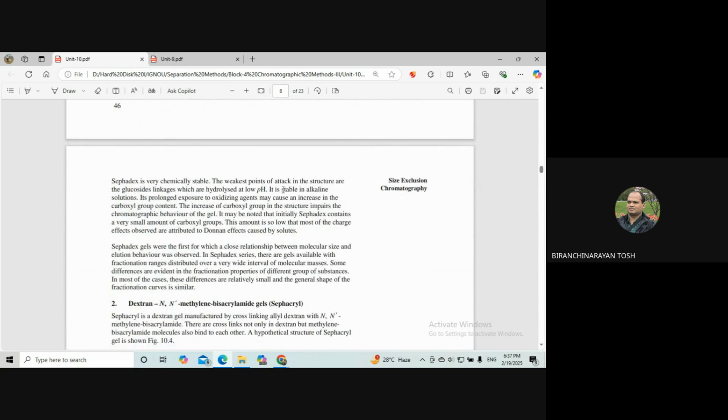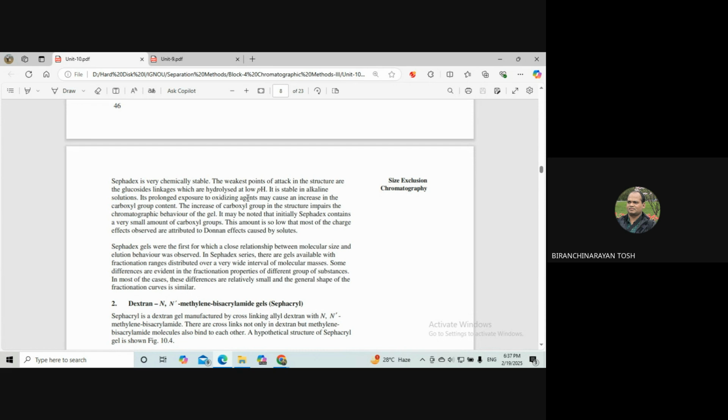The weakest point of attack in the structure is the glycoside linkage, which is hydrolyzed at low pH. So that is the weak point. The glycoside linkage will hydrolyze and break. It is stable in alkaline solution. Prolonged exposure to oxidizing agents may cause an increase in the carboxyl group content. The increase of carboxyl groups in the structure impairs the chromatographic behavior of the gel. It may be noted that initially Sephadex contains a very small amount of carboxyl groups. This amount is so low that most of the charge effect observed is attributed to the Donnan effect caused by the solution.